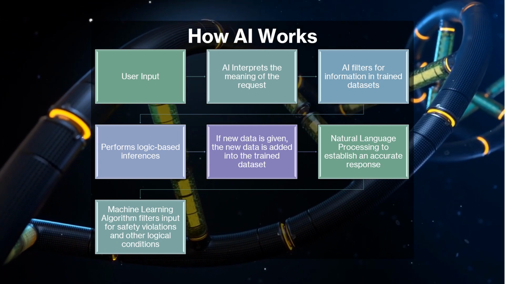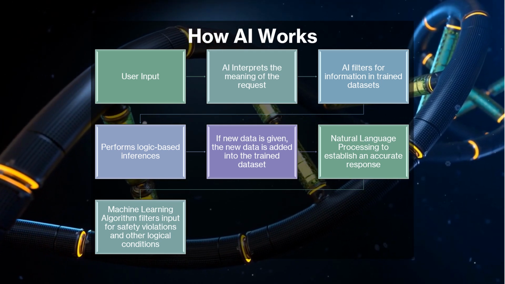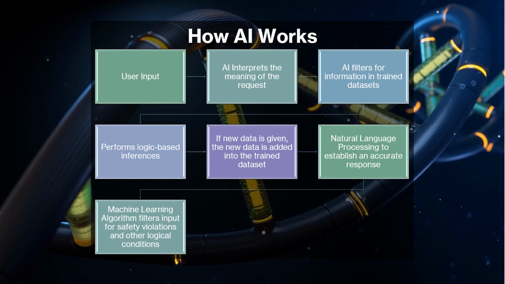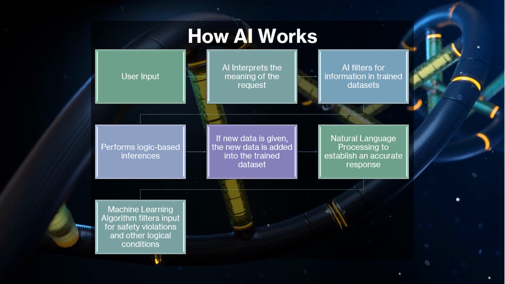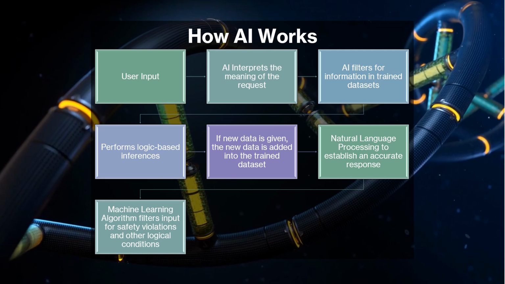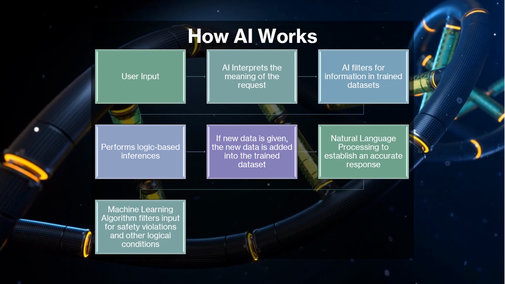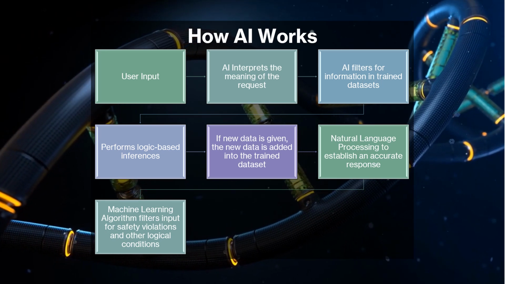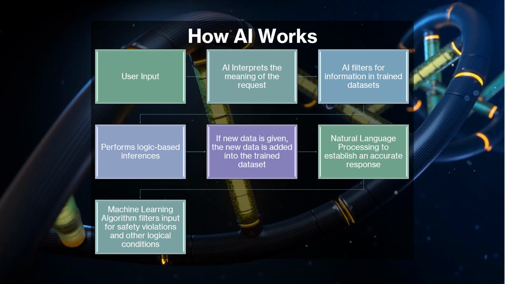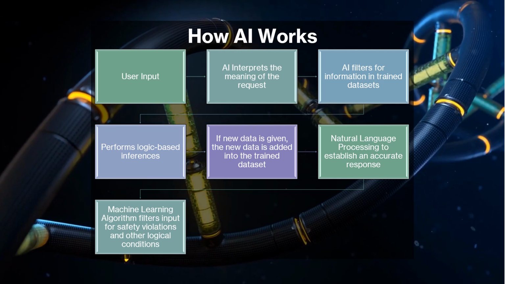First, a user input is provided. So, for example, on ChatGPT, we provide a prompt to the AI model that we want it to give us an answer or response to. The second part is the AI will interpret the meaning of the request. During that stage, it also may be classifying different inputs to provide a statistical approach to how to respond as part of its reasoning process. And then it'll filter through its trained data sets for relevant information.